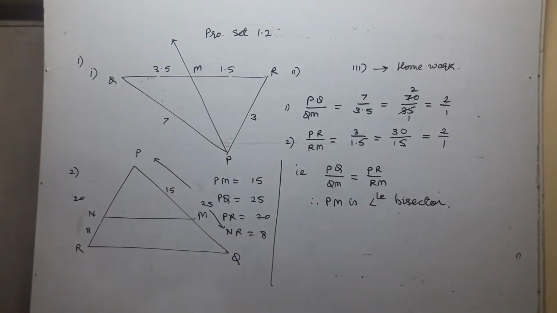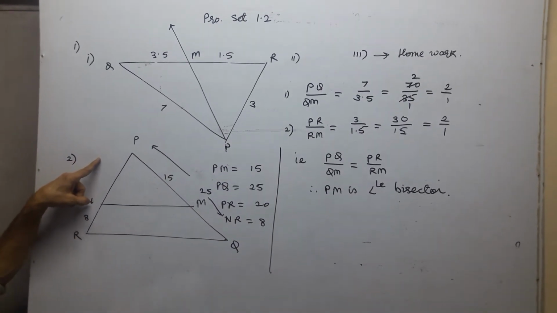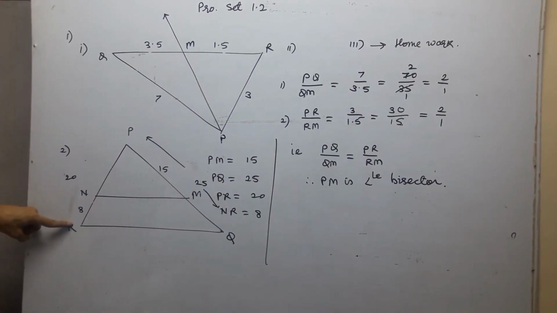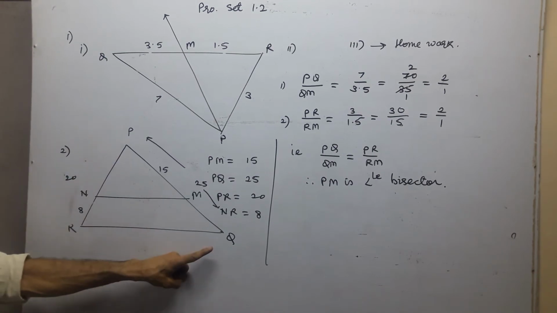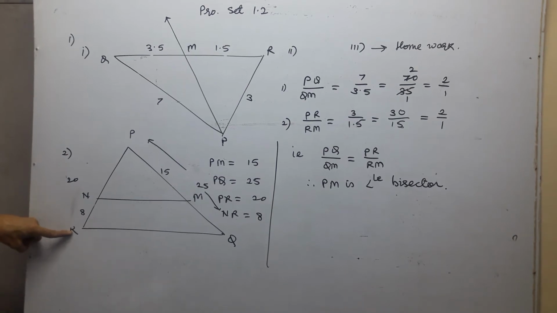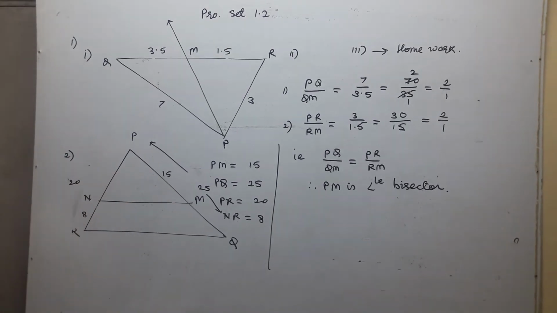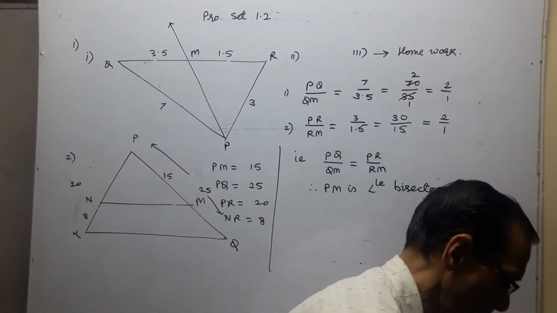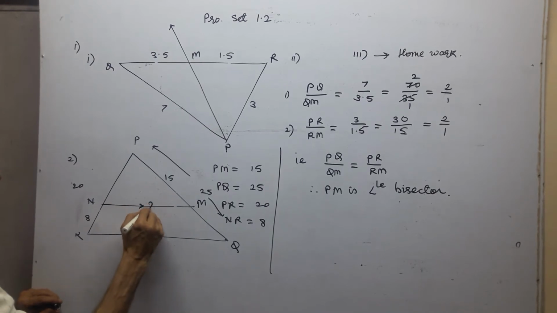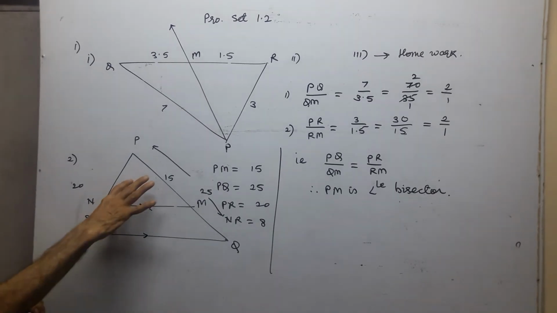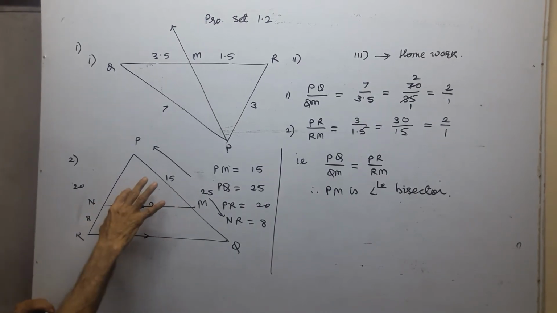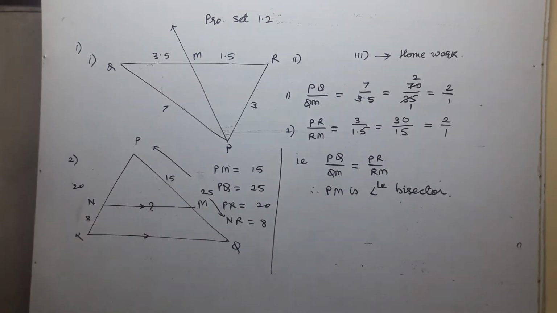Second example. In the second example they are given, in triangle PQR, PM is 15, PQ is 25, PR is 20, and NR is 8. And what do they ask? They ask whether MN is parallel to RQ. How can you show that this is parallel? If they satisfy the BPT theorem, then only we can say that NM is parallel to RQ.